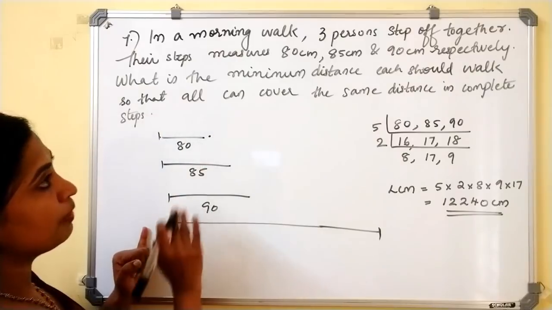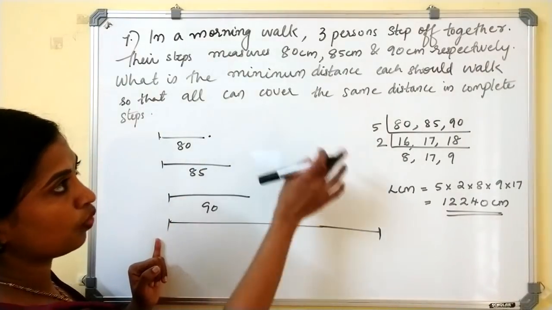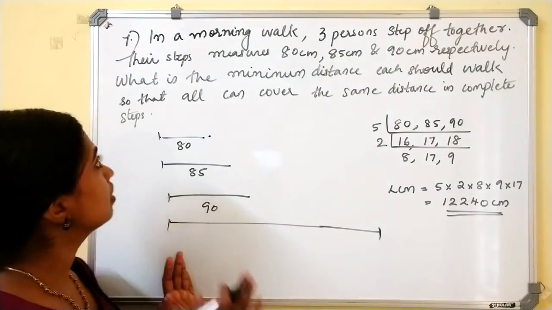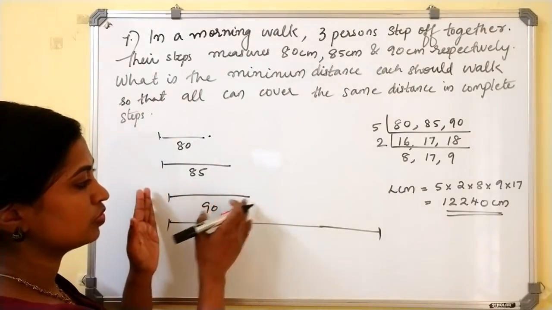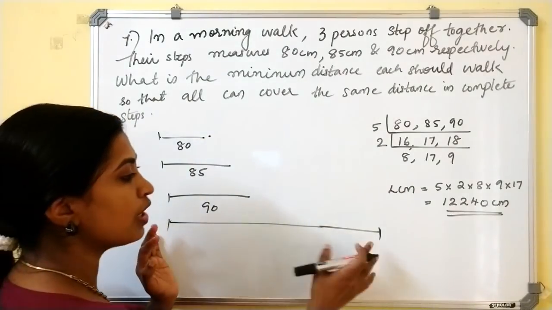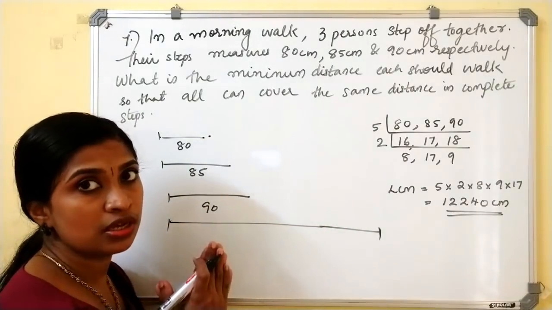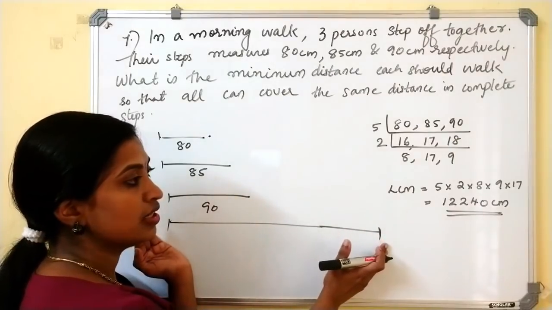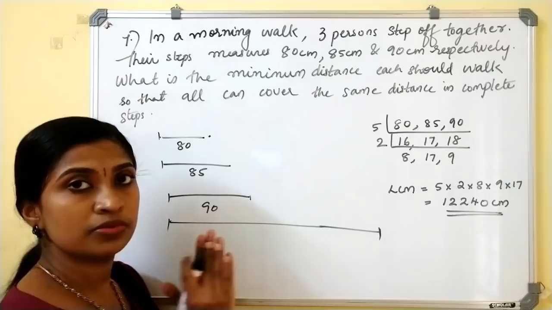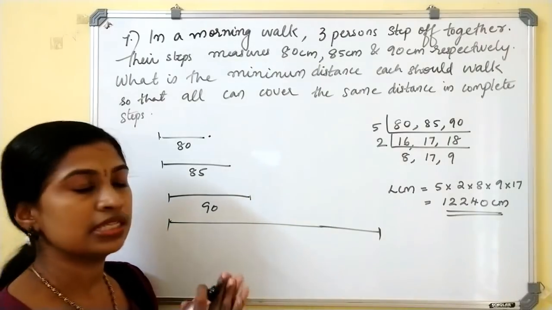We are asked to find the minimum distance that each should walk so that they can cover the same distance in complete steps. So he should walk some distance, he should walk some distance, and he should walk. All are traveling equal distance. We are asked to find that distance that they cover by their footsteps. It is just the LCM of these three.